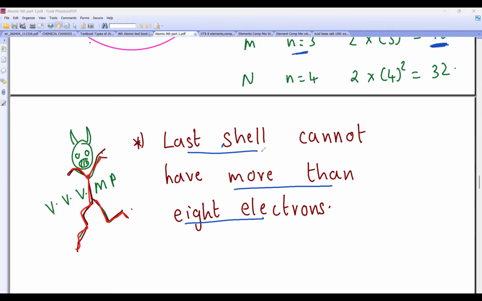Boys here, I will hit you a lot when I come. This is the rule number 2 for electronic configuration. Last shell cannot have more than 8 electrons. Then you will say, sir, just now in some shells 18 was going, in some 32? No. If it is a last shell, it cannot be more than 8. I'll explain that.